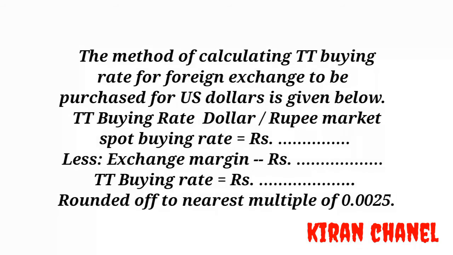The method of calculating the TT buying rate for foreign exchange to be purchased, for US dollar, is given below. TT buying rate: dollar-rupee market spot buying rate Rs, less exchange margin Rs, TT buying rate equals Rs, rounded off to the nearest multiple of 0.0025.